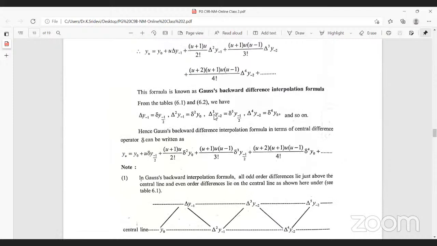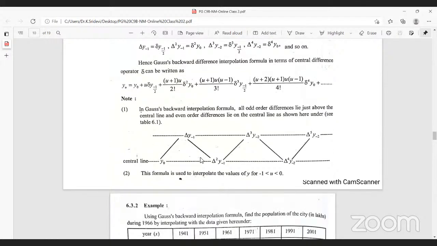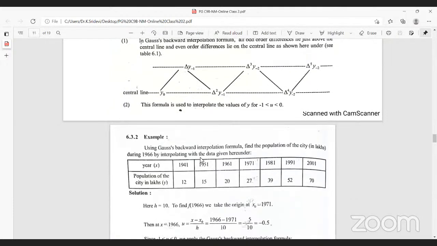Now similarly, we can convert these forward differences into central difference operators by using both the tables as we have seen. In place of this one, you can write this one. In place of delta square y minus 1, you can write delta square y naught. Compare both the tables, same. You can take the same entry. Then you can convert this one.